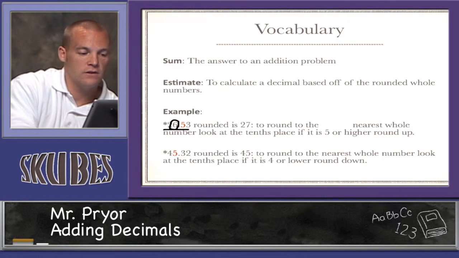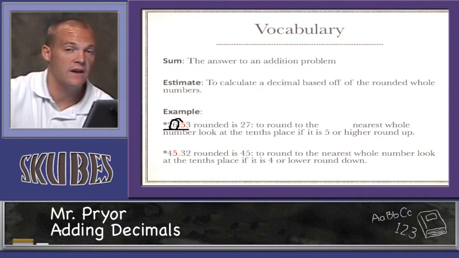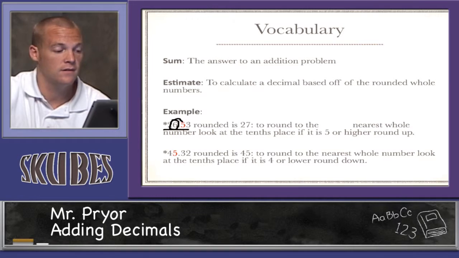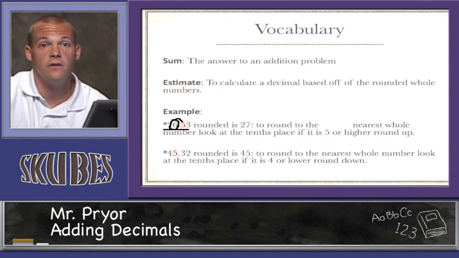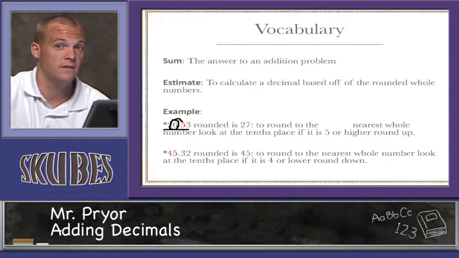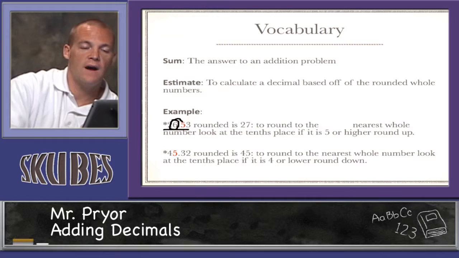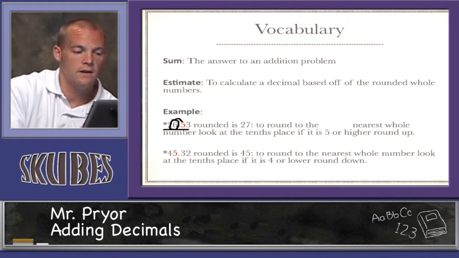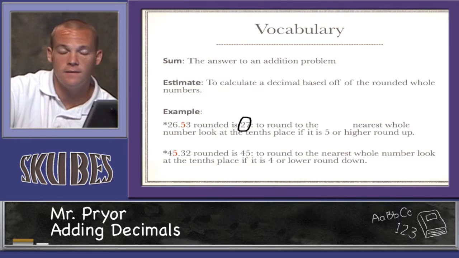To do that, you need to look at the first place value after that, which would be the tenths place. If that number is 5 or higher, you're going to round that ones digit up, in this case, to a 7. If it's 4 or lower, you will keep it the same. In this case, you can see since it's a 5, I have that highlighted in red. We're going to go ahead and round it up. So you can see that's why we ended up with 27.